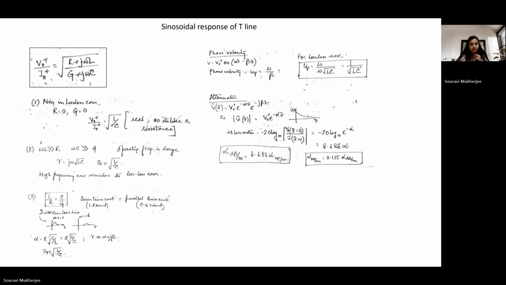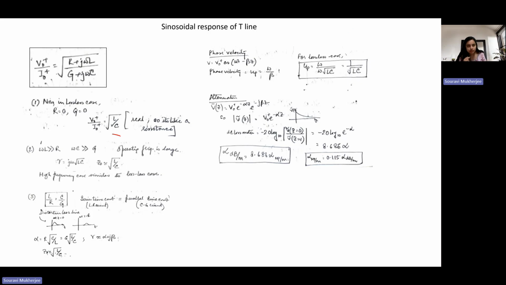So now let us look at the different conditions that can actually arise based on the different values of R, G, L, and C. Again, in the lossless case, R is equal to 0, G equal to 0. That means these terms are 0. So we just get it as root over L by C. And this is the same as what we had derived previously, right? So that is the resistance that the voltage sees as it transmits through the transmission line.